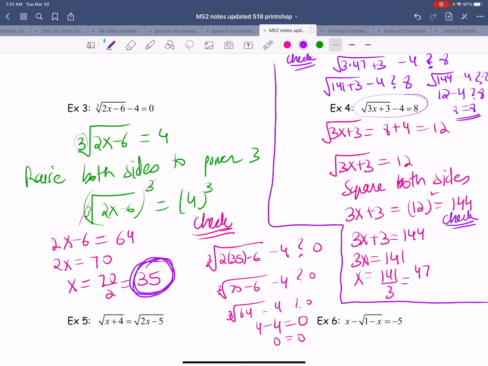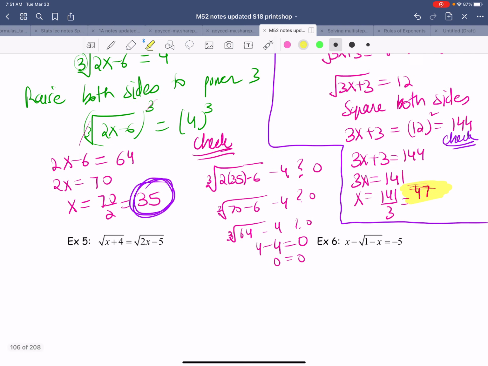Yes, left and right hand side are equal. So that means this is the correct answer. X equals 47 is my solution in this case.